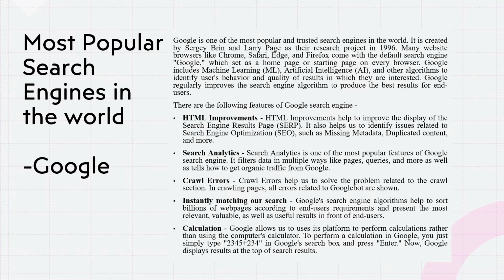Calculation. Google allows us to use its platform to perform calculations rather than using the computer's calculator. For example, to perform a calculation in Google, you just type 2345 plus 234 in Google's search box and press enter. Now Google displays results at the top of the search results.